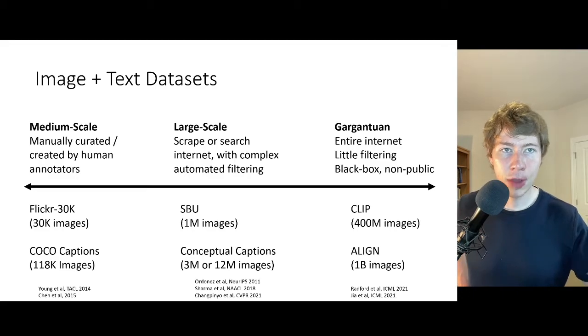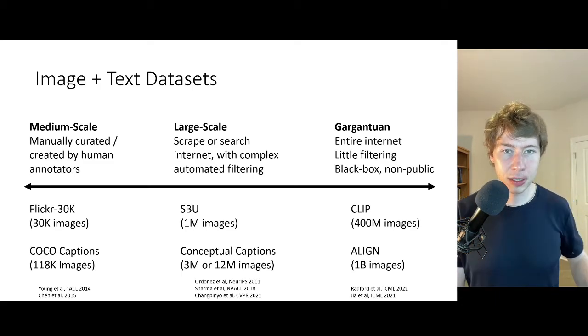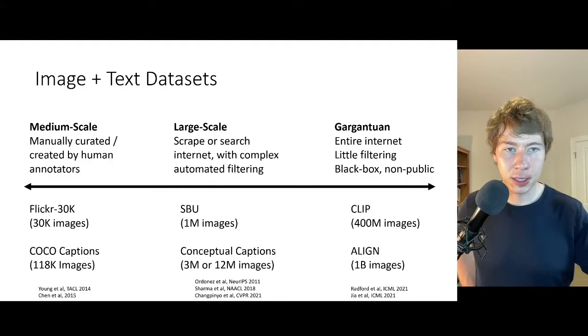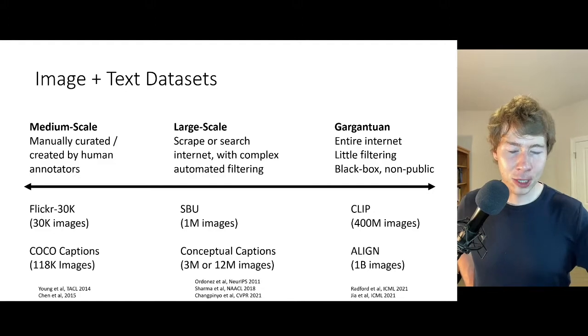Now, in the middle here, we've got these large-scale datasets, maybe in the millions to tens of millions of instances, that scrape or search the internet to get images and corresponding text, but use fairly complicated automatic filtering in order to get that data. In this category, we have the pioneering SBU Captions dataset that has about 1 million images from Flickr. But the one that is more commonly used these days is the Conceptual Captions dataset. There's a 3 million image version and a 12 million image version. The 12 million image version is actually brand new and also being presented at this CVPR.